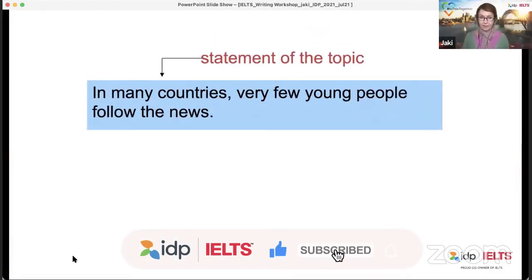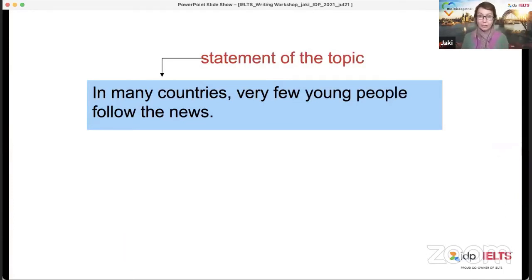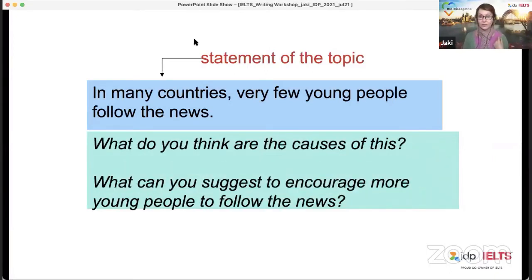In many countries, very few young people follow the news. So this is the topic that we're talking about, young people following the news. What do you think are the causes of this? What can you suggest to encourage more young people to follow the news? Okay, so here we have the instructions or the questions. How many things do we have to do in this essay, if you got this essay?